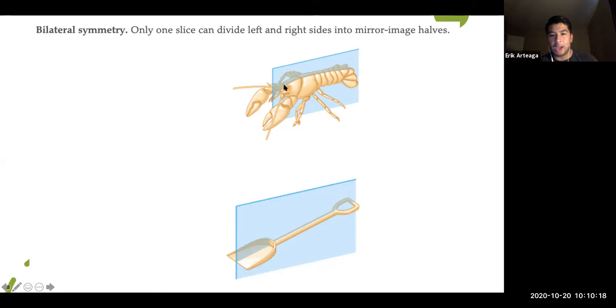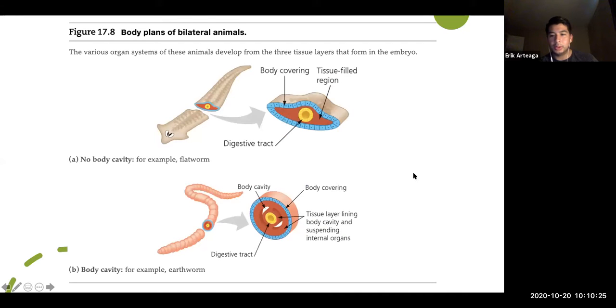Cephalization, so having orientation to the body, again, is a key to a more complex life. Okay. So here we have body plans of bilateral animals. Various organ systems of these animals develop from three tissue layers that form the embryo, right? So we talked about the endoderm, ectoderm, and mesoderm, right?